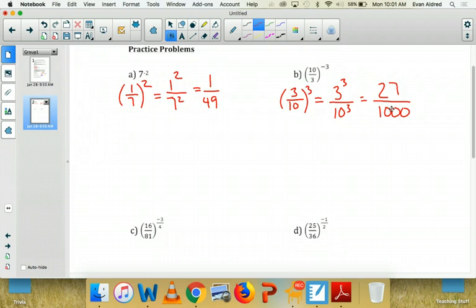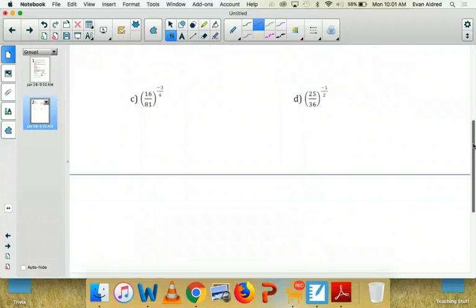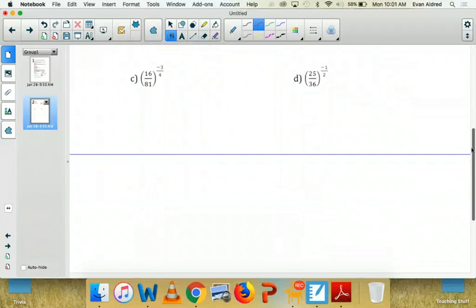And again, something we've talked about that keeps coming up, if you look at 27 over 1,000 and you have a desire to make that into a decimal because it's easy enough to do, please don't do that. Leave it as a fraction if it's presented to you as a fraction. So those are the two easier ones. Now we get to C and D, which are a little bit more involved.